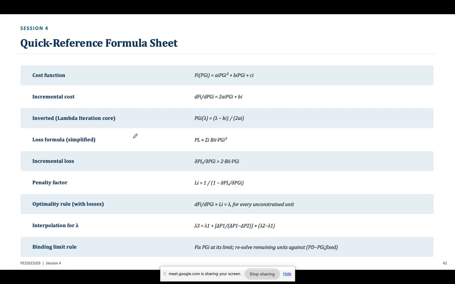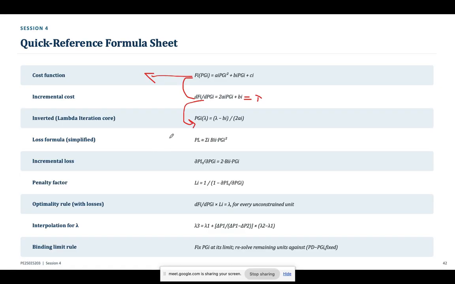It's pretty simple how you can derive this equation. Okay, so simple. But the thing is, you need to know what they are related to. This is the generator's operating cost function, which will be given. If you differentiate, you'll get incremental cost, and you have inverted lambda iteration. You can obtain it by equating the same equation to lambda. Okay, you can get this equation.